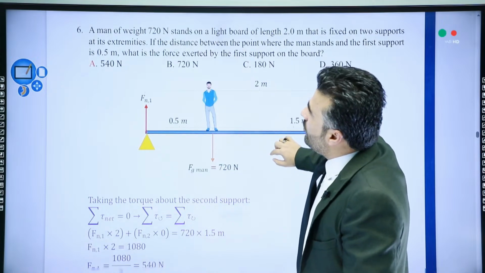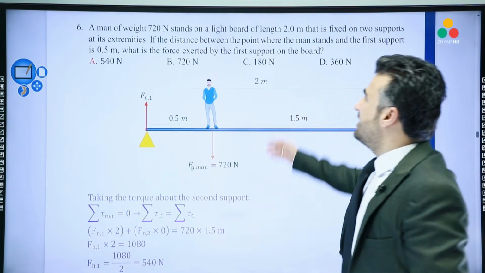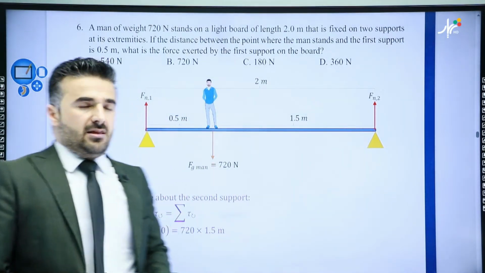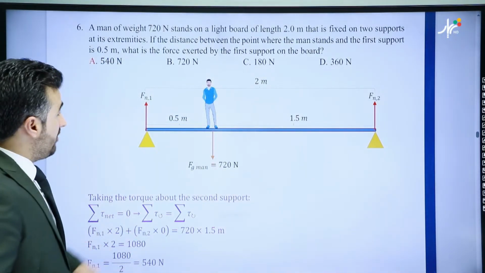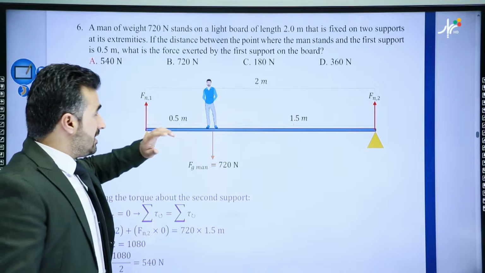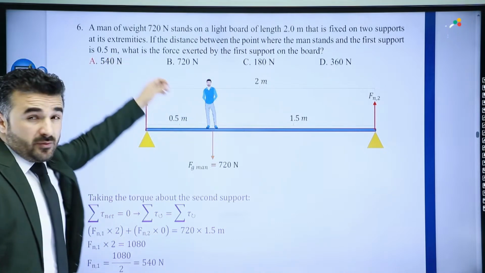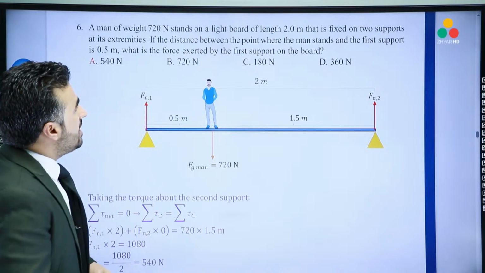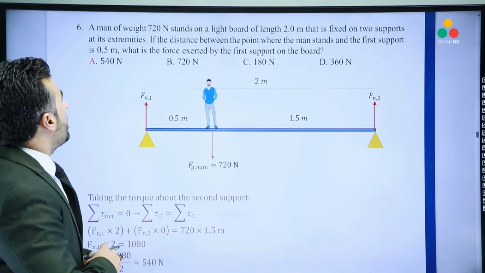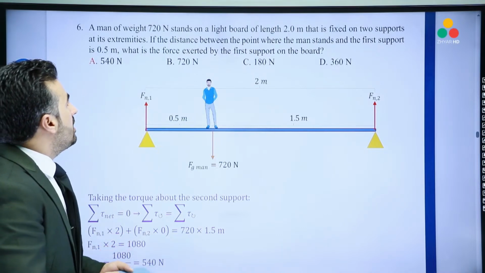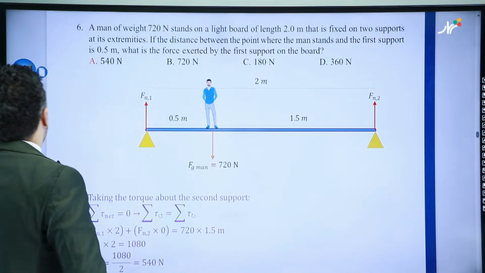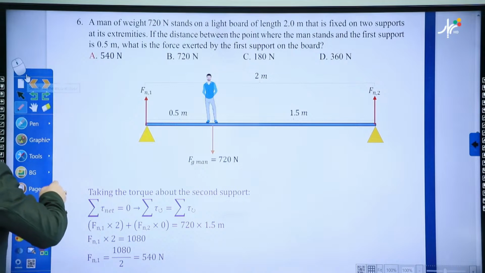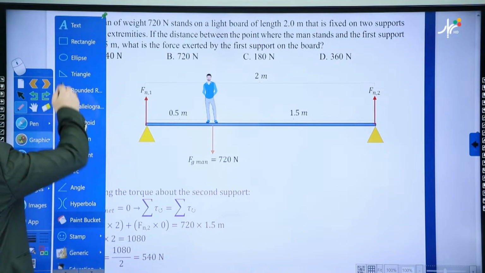It says, a man of weight 720 Newton stands on a light board. Light board, that means ignore the mass, or the weight of the board, of length 2 meters that is fixed on 2 supports at its extremities, at the ends. If the distance between the point where the man stands and the first support is 0.5, what is the force exerted by the first support on the board? Now this is very interesting. Let's do this one. All right, and I hope you do know how to do this one as well.